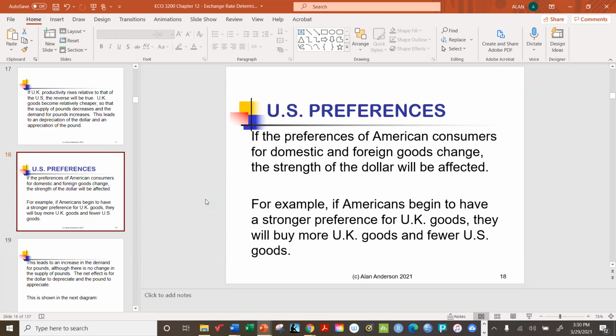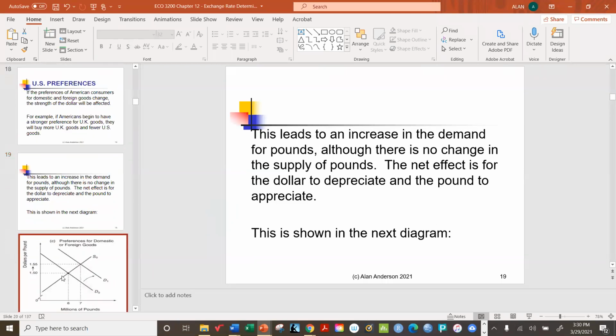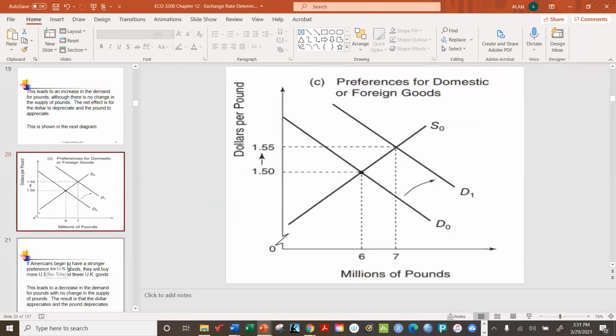So suddenly Americans want to buy up lots of sticky toffee pudding, whereas before they never heard of it. Now they suddenly want it all the time. So we start to buy more UK goods and less American goods. So the demand for pounds goes up with no change in the supply. And so this is the net effect. Here's our demand for pounds, and that pushes up the exchange rate, which means a weaker dollar.